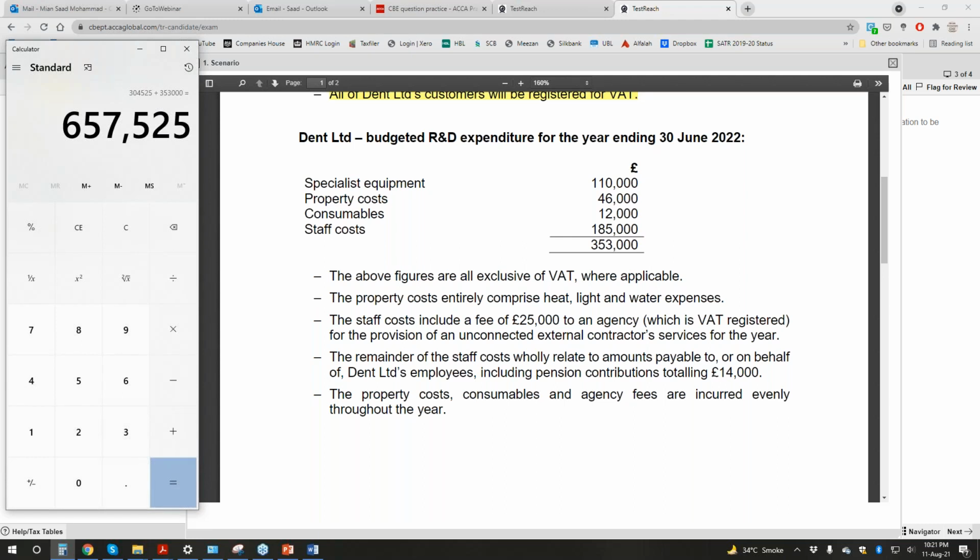Do remember, it's your choice to add the 353,000 in the end or not, or you can clearly mention that 353,000 will be deducted as a normal expense. However, for enhanced relief, the answer will be 304,525 if you consider that as an easy approach. So both approaches are acceptable. Now, if anybody has any questions, they can post in the question section.